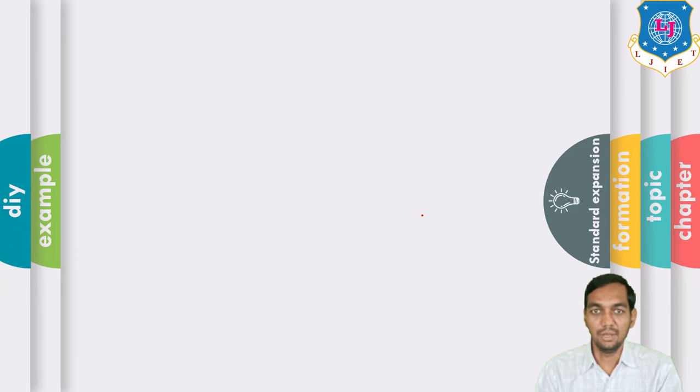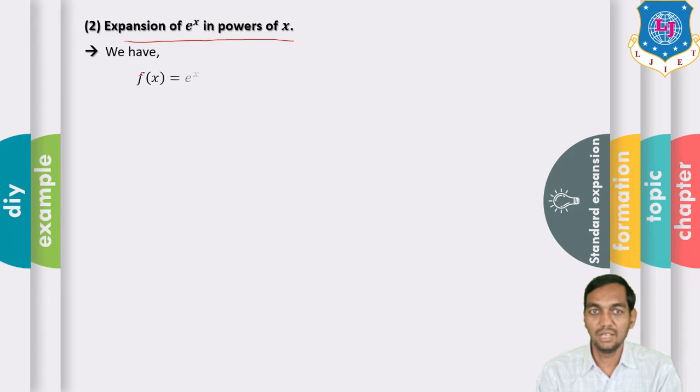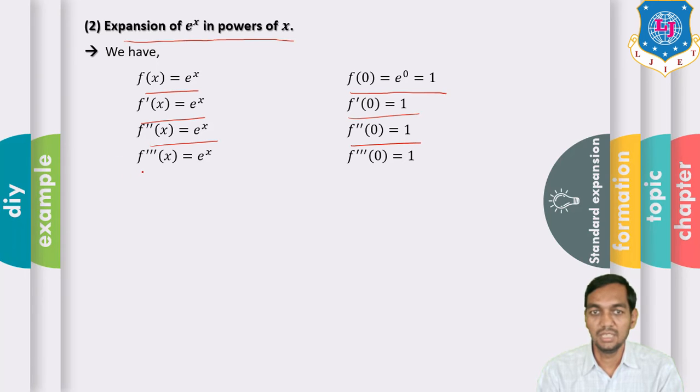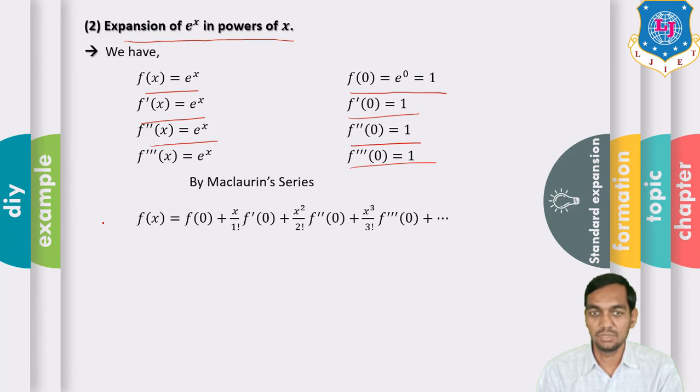Now, second, expansion of e raised to x in powers of x. So we have f(x) is e raised to x. So f(0) is e raised to 0, which has a value 1. f dash is also e raised to x, so f dash 0 is 1. f double dash x is e raised to x, and that will give f double dash 0 is 1. In short, all derivatives are e raised to x, so all derivatives have a value 1 at x equal to 0.